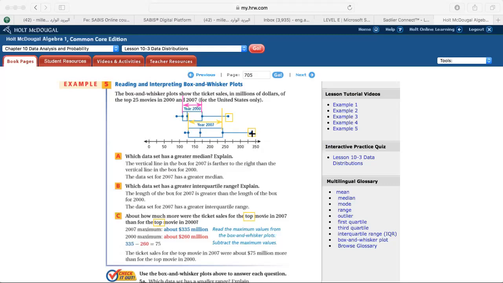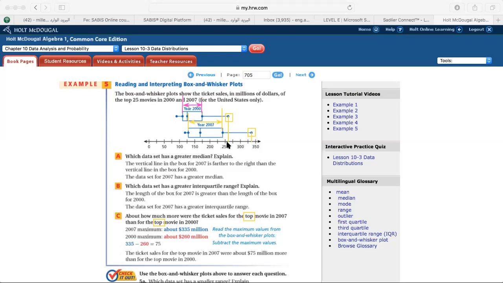The maximum here is 300 almost. If I draw a line down, it is 335, and if I draw a line down from here, it is almost 260. If I draw a line from the maximum to the line plot to read its number, it is almost 335. And if I draw a line from the maximum to the line plot to know its value, it is almost 260.